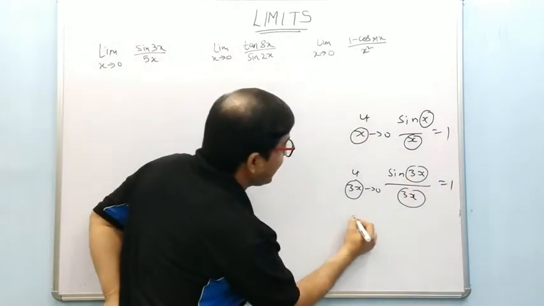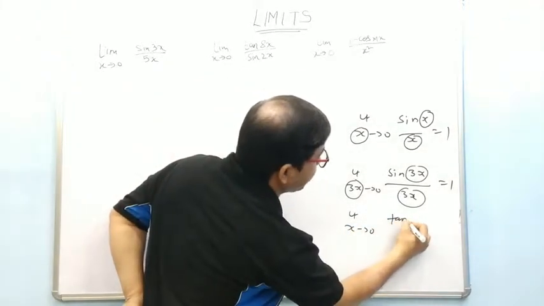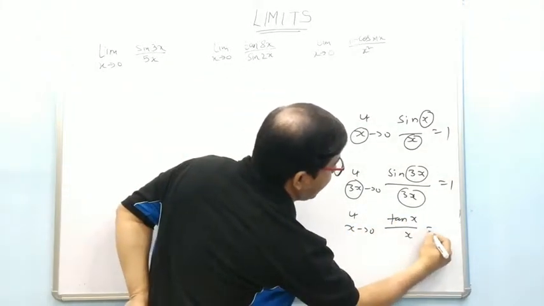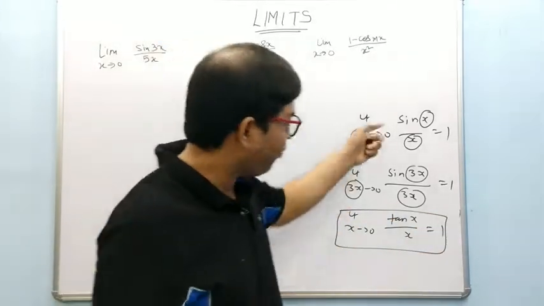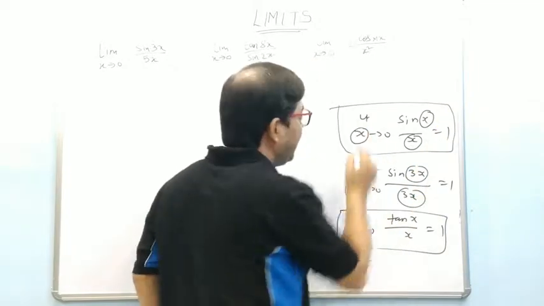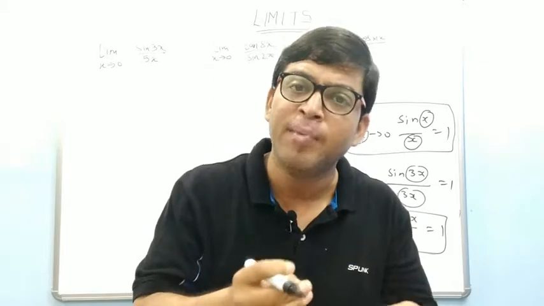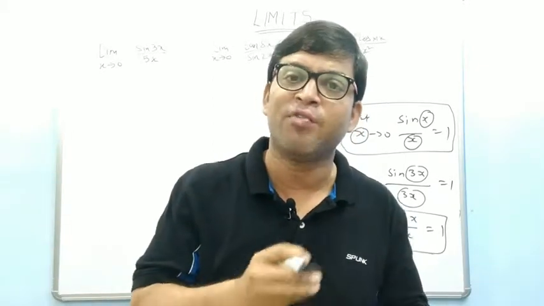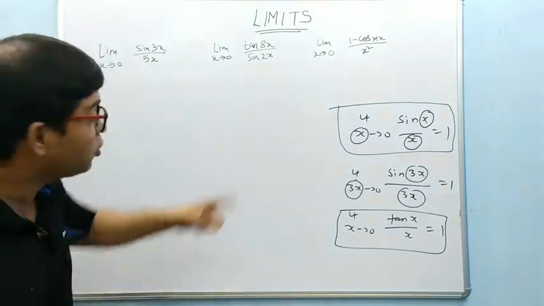In the same way, you can derive the formula limit x tends to 0 tan x by x is also 1. That is not an independent formula, it is derived from here. Just keep these two formulas in mind and you can solve limit problems involving trigonometrical functions very easily. Now see how to approach such problems.